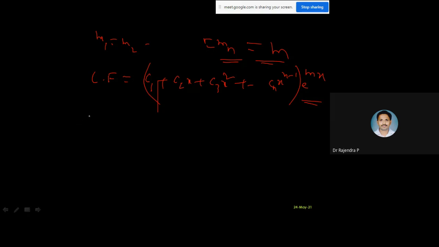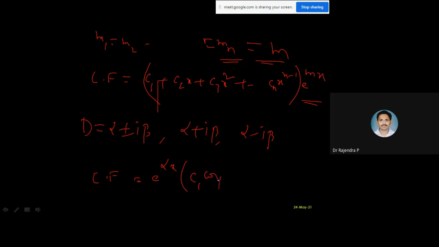Assume like that. Then those roots are D is equal to alpha plus or minus i beta. If you assume like that, alpha plus i beta is one root, alpha minus i beta is another root, then your complementary function form will be e to the power alpha x, here we'll write the real part, times c1 cos beta x plus c2 sin beta x.